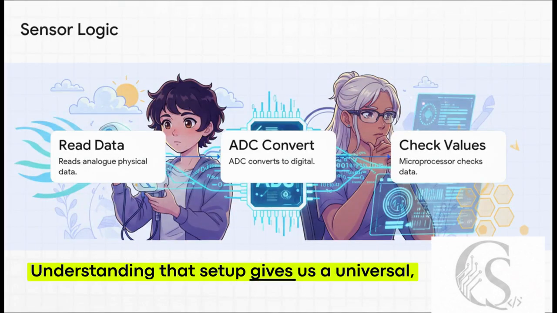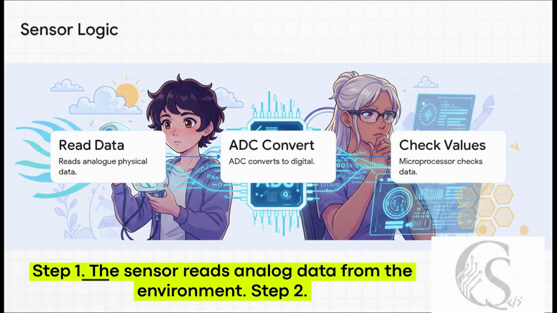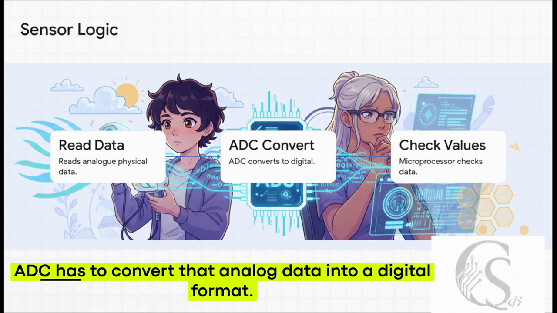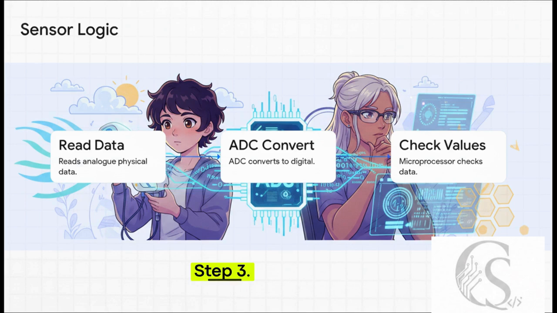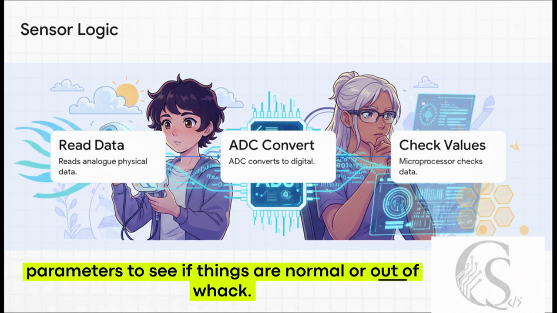Understanding that setup gives us a universal three-step logic for how computers process any sensor data. Step 1. The sensor reads analog data from the environment. Step 2. Since the microprocessor only understands binary, our trusty ADC has to convert that analog data into a digital format. Step 3. The microprocessor receives the digital data and compares it against pre-stored parameters to see if things are normal or out of whack.